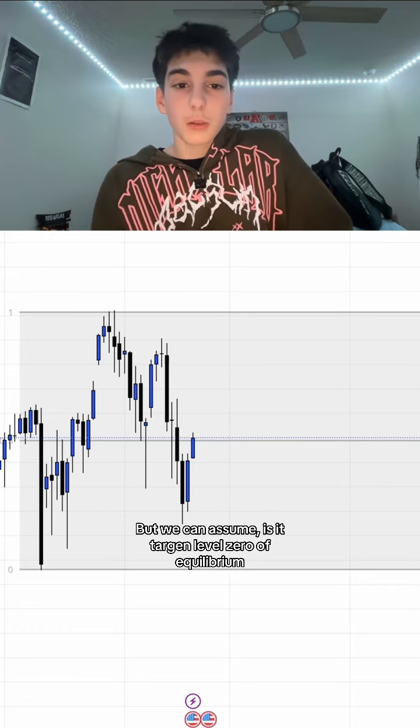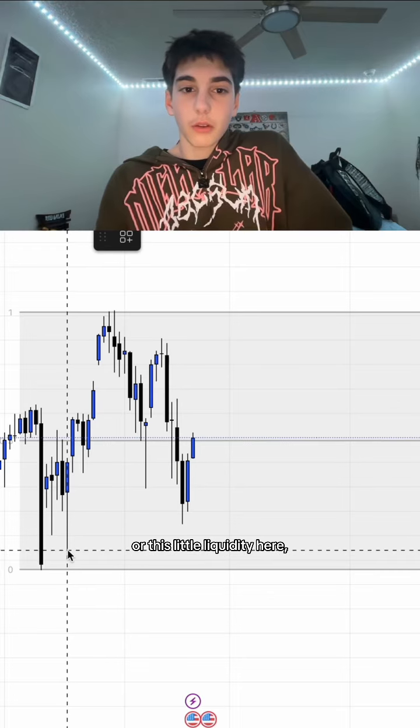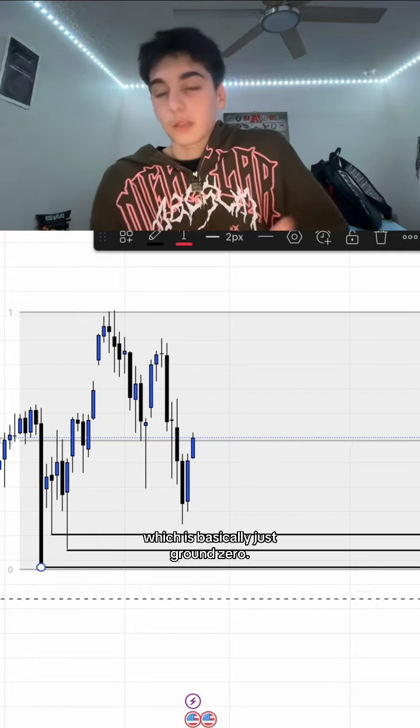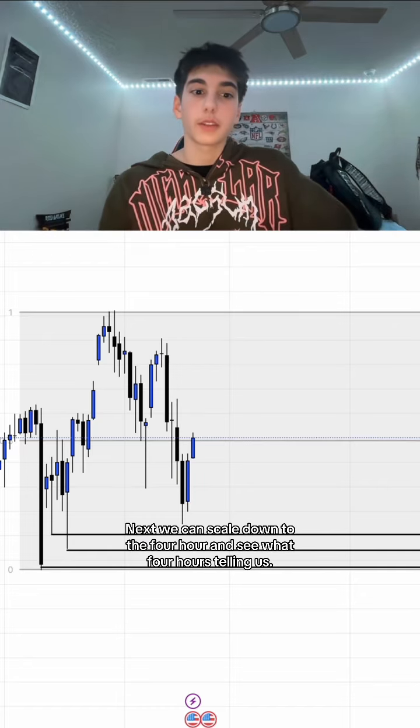But what we can assume is it targeting level 0 of equilibrium, or this little liquidity here, or even this level of daily liquidity here, which is basically just ground zero. Next, we can scale down to the 4 hour and see what 4 hour is telling us.